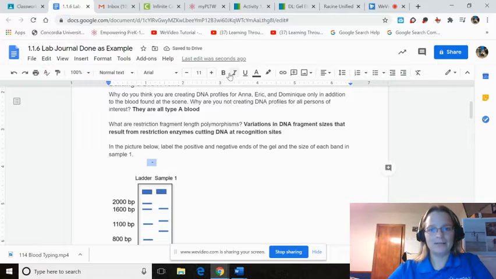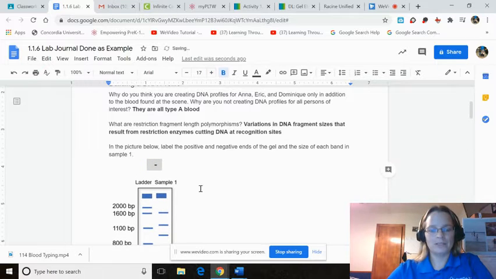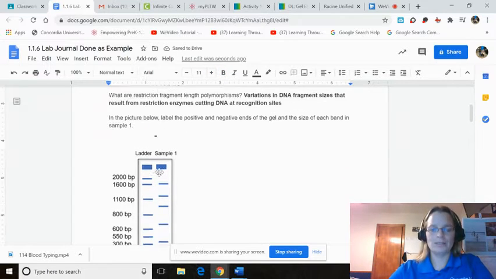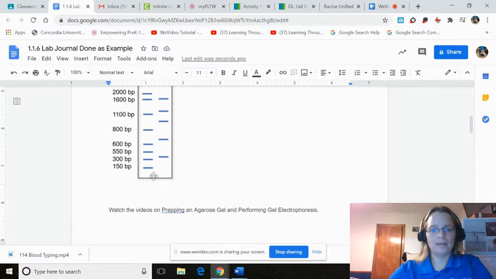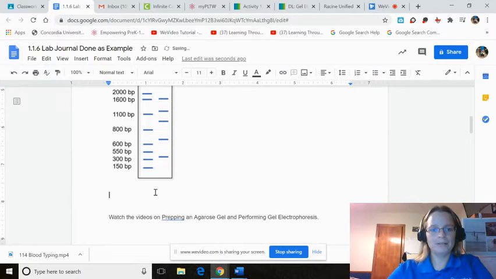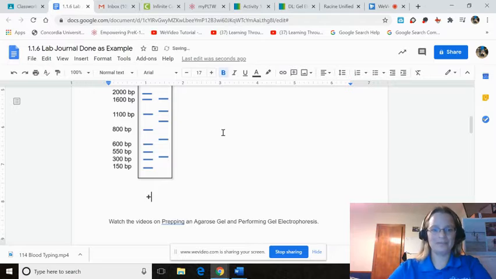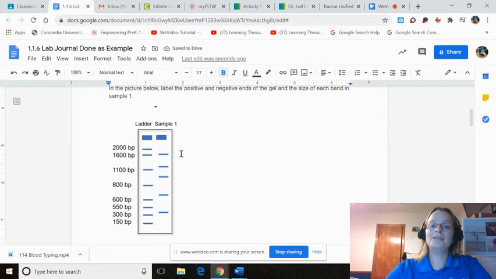When we do this in class, you'll hook up electrodes and make sure that the negative electrode is where we put the samples in. The positive is going to be down here. I guarantee you guys, at some point in college, you'll probably hook your gel up wrong. And when you do that, the DNA is going to run right off the short end of the gel, and you'll come in on a Saturday and make that up.